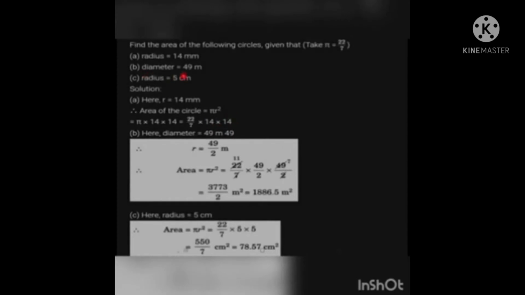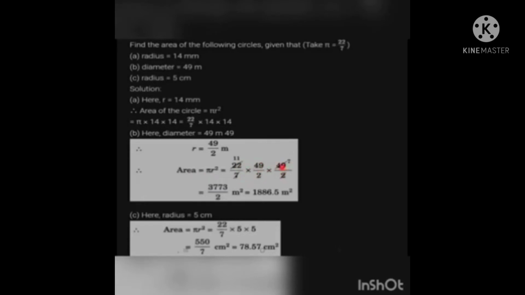Second, diameter is given as 49 meter. It's given as diameter, not radius. So first we have to find the radius. What is radius? Diameter by 2. That is 49 by 2. Here they are not simplifying because it's a multiple of 7. Now substituting in area, pi r square. Pi taking 22 by 7 into 49 by 2 into 49 by 2.